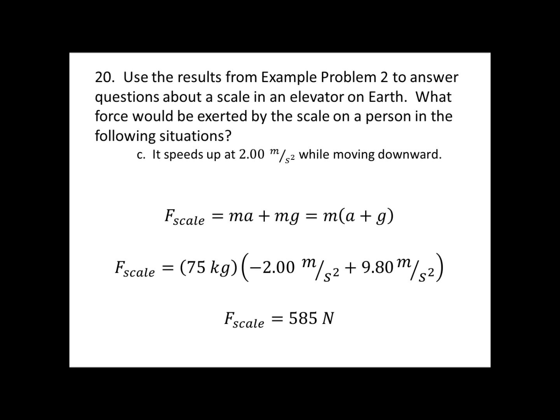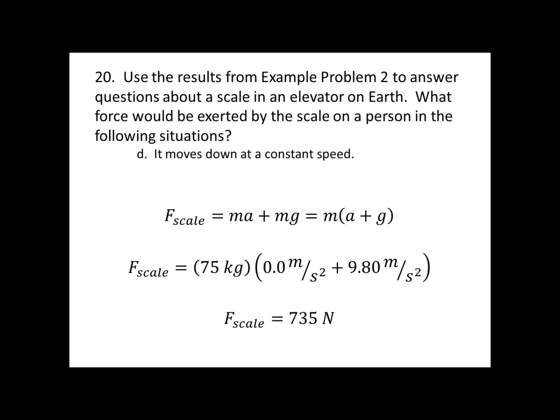In part C, it speeds up at 2 meters per second squared while moving downward. Well, that acceleration is still pointed down, so we still plug in a -2 for acceleration. So the bathroom scale again reads 585 newtons. Again, you've probably experienced this in an elevator. If you're on the top floor and you start down, you feel light for an instant, and the bathroom scale would reflect that. In part D, if it's moving down at a constant speed, again acceleration is 0, so the bathroom scale again reads the 735 newtons for true weight.